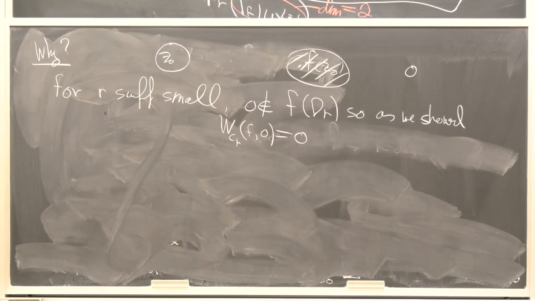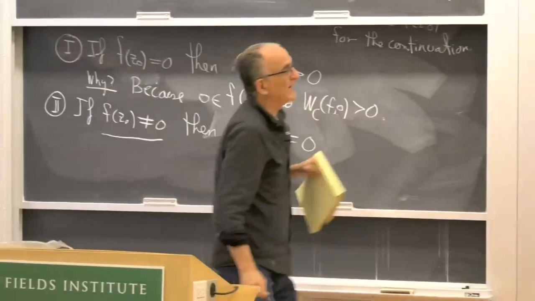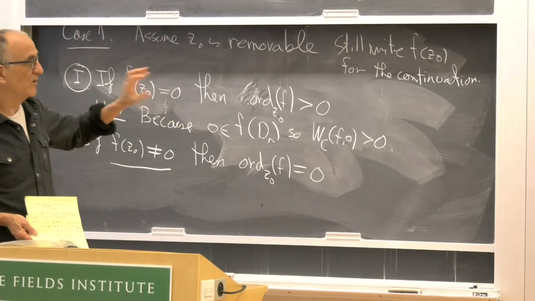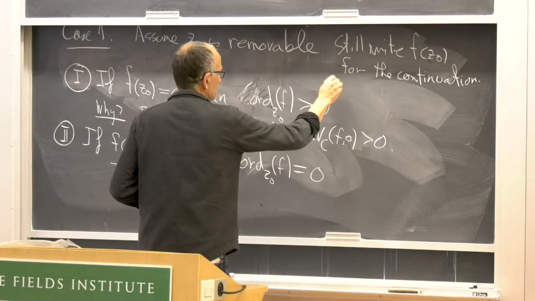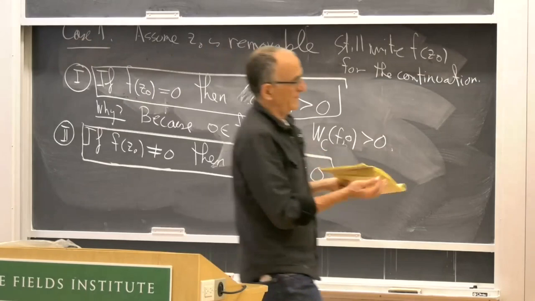All right. Now we have to do a little bit more work, but not much. So this captures the removable singularities. These are the two possibilities: either the value at z zero is zero, or the value at z zero is not zero. And we have so far some answers. One, the order is positive. The second, the order is zero. And this is classical.